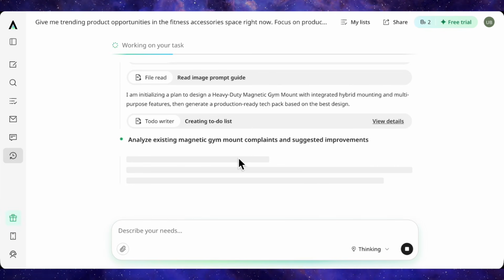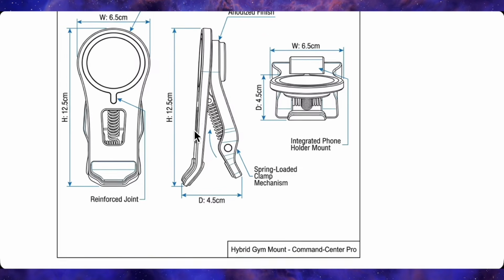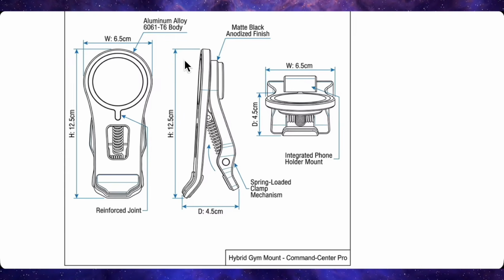Within just a few minutes, it generates a real 3-view diagram showing the front, side, and top views, with exact dimensions clearly called out. We're talking exactly 6.5 centimeters wide and 12.5 centimeters tall. It specifies an aluminum alloy build with a matte black anodized finish, and it even highlights the reinforced joints right there on the technical drawing.